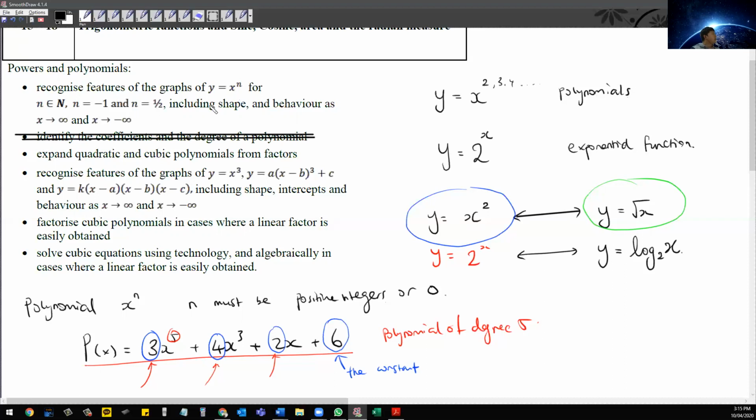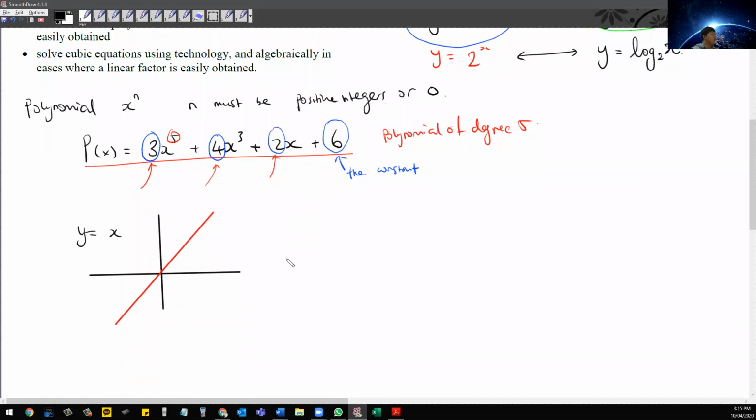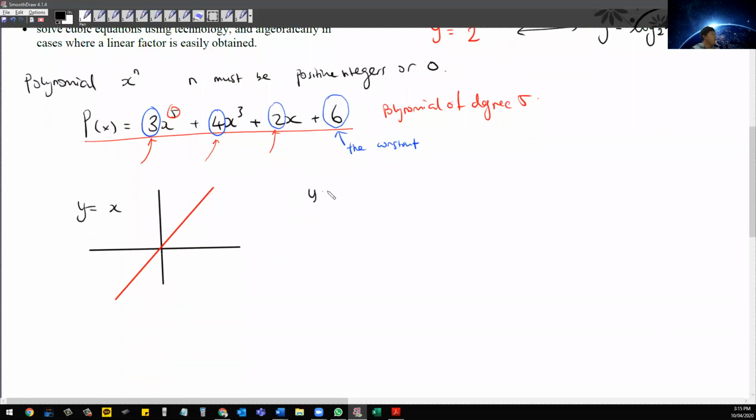Now, just briefly, if you have y equals x, what does that look like? It's just a straight line, isn't it? Through the origin. So that's the graph. And if you have y equals x squared, what does that look like? It's a parabola. So we covered that already. And what about negative? So y equals negative x squared. That's just the other way around, isn't it?